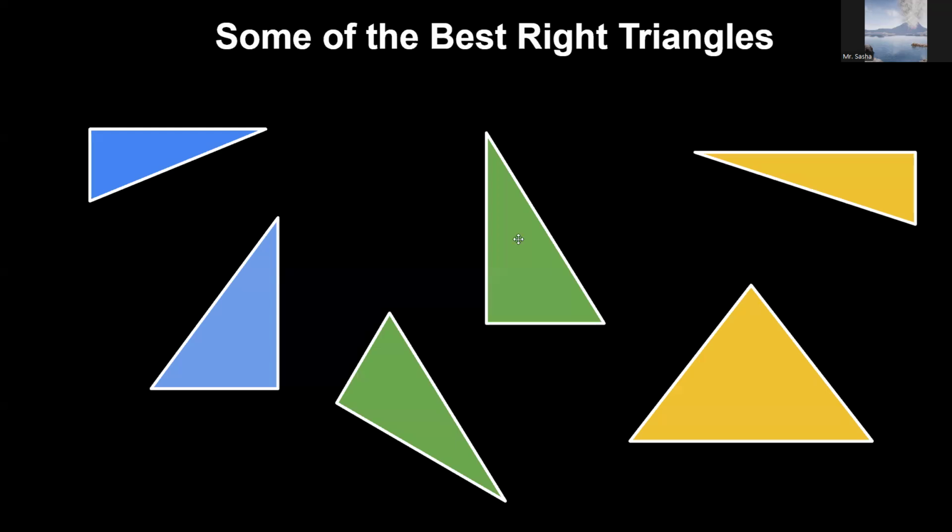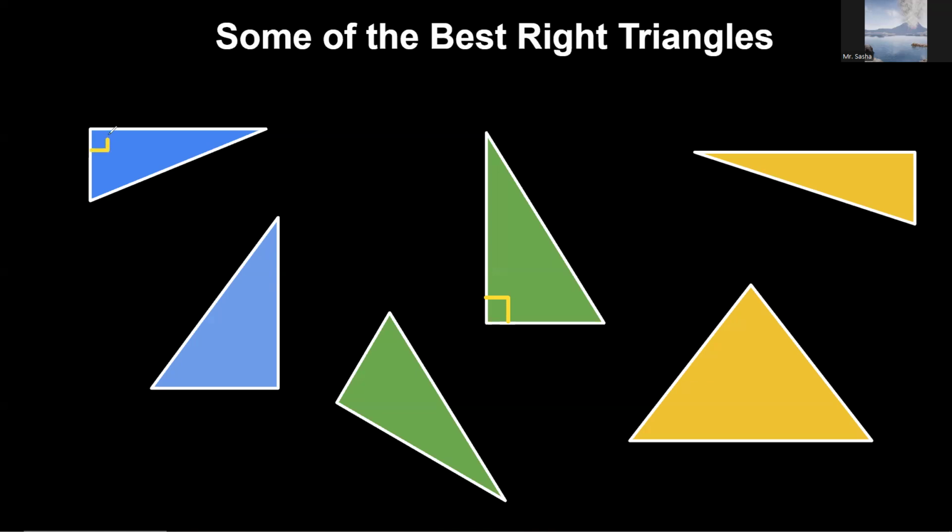So these are all right triangles. If you don't know what a right triangle is, I'll show you. I'll demonstrate it. So this is a right triangle. A right triangle has a 90-degree angle. This is a 90-degree angle. You see, it also accounts for this one.